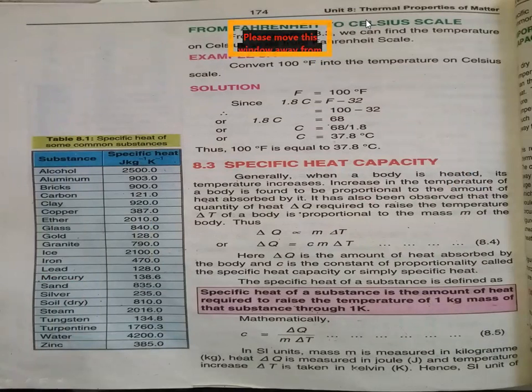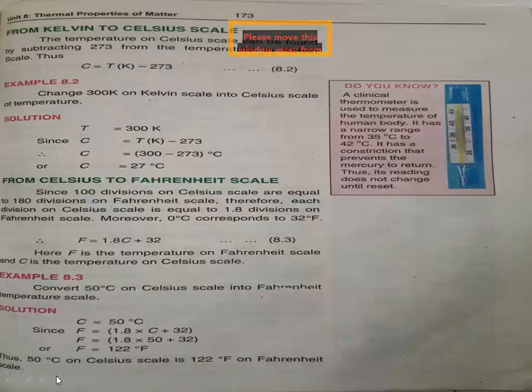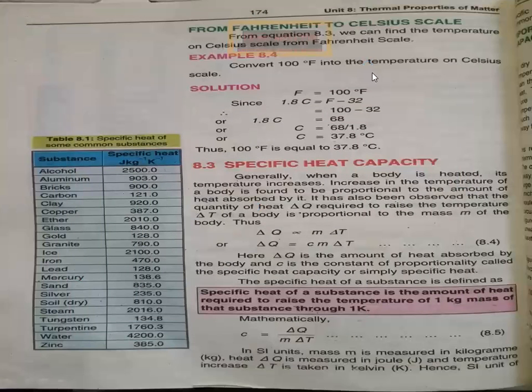Similarly, I can go from Fahrenheit to the Celsius scale. If I am given the temperature in Fahrenheit, I can convert it into Celsius as well. Look at example 8.4, which is on page number 174. Please open page number 174. I am given the temperature in Fahrenheit and I want to find the temperature in Celsius. I will use the same formula which I discussed just now: Fahrenheit is equal to 1.8 times C plus 32. You change it a little bit and then you can convert from Fahrenheit to Celsius.